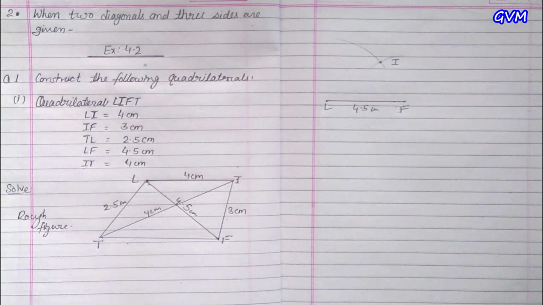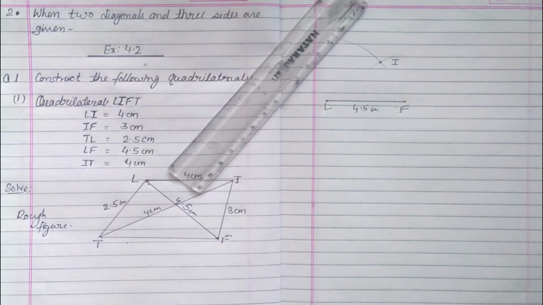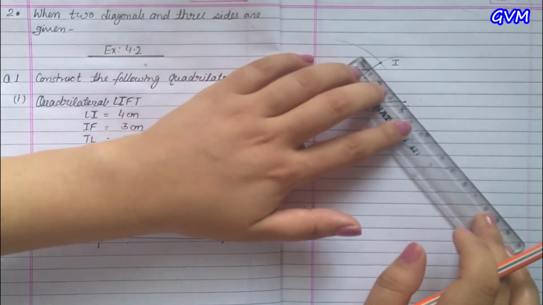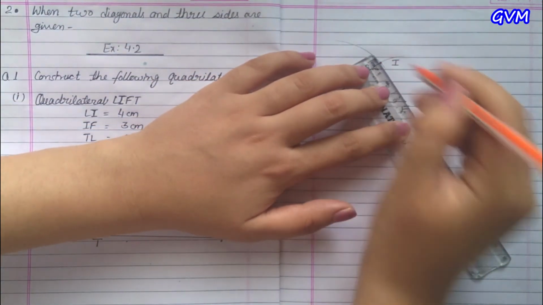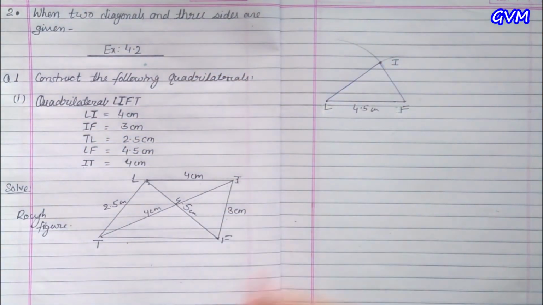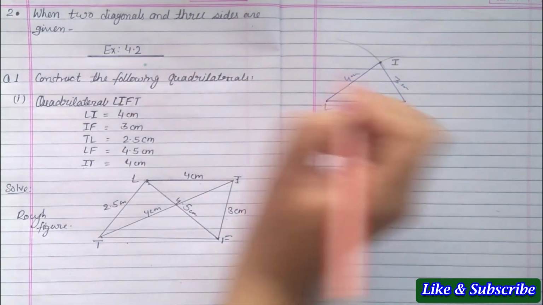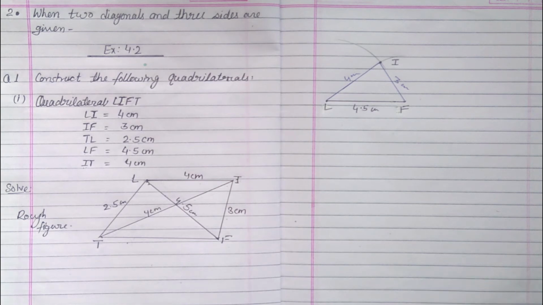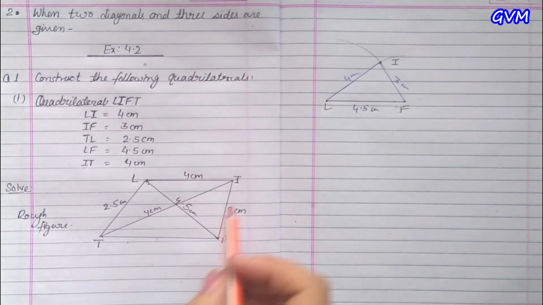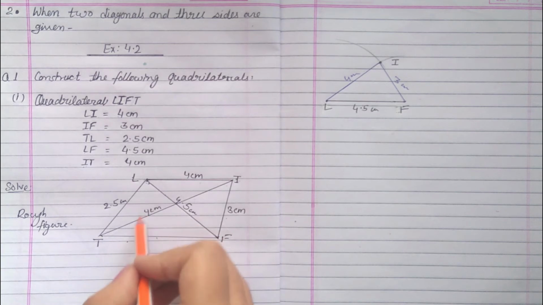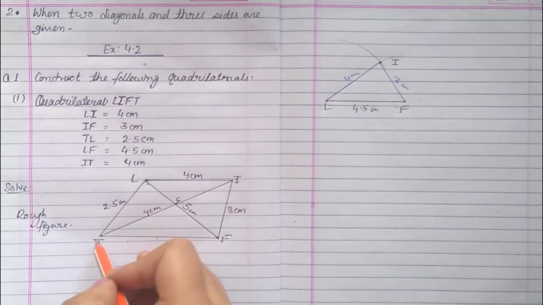Now join the points LI and IF. LI is 4 centimeter and IF is 3 centimeter. Previously we were constructing these two lines after it, but since we don't have this measurement, what will we do? We will take a measurement from I of 4 centimeter and draw an arc, and from L 2.5 centimeter.